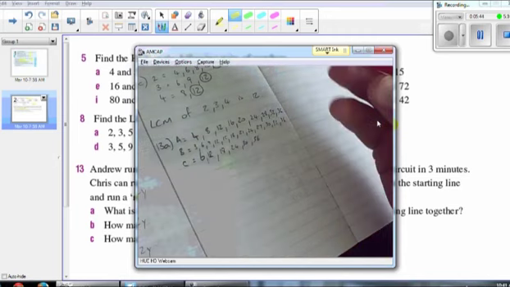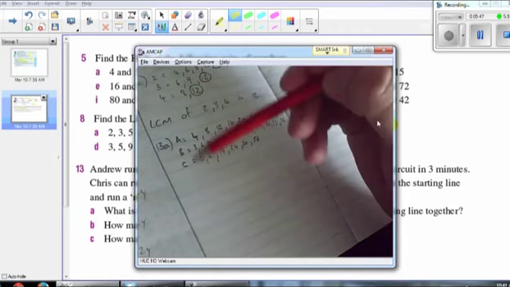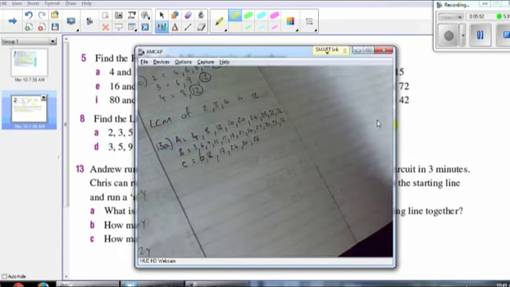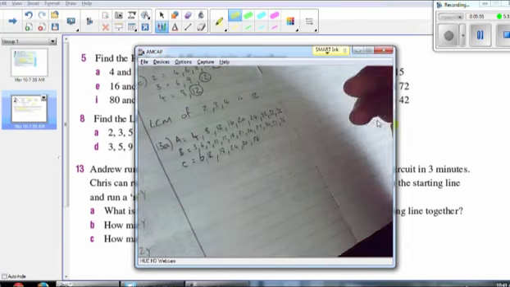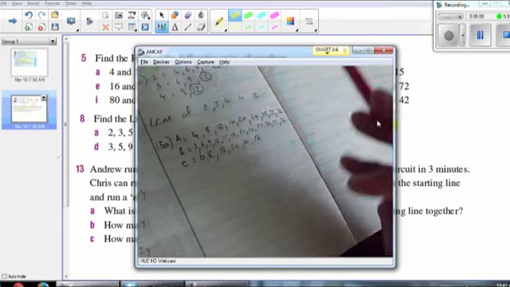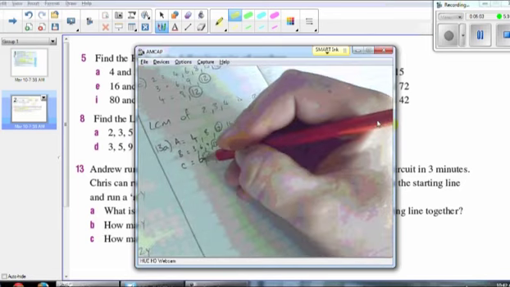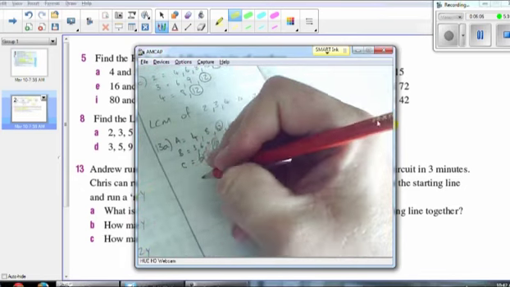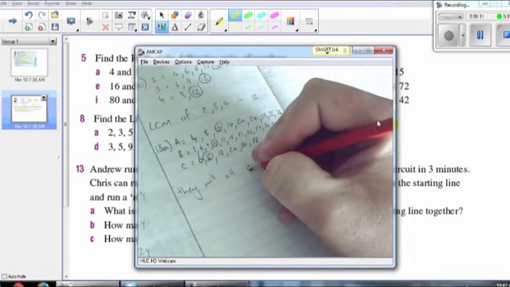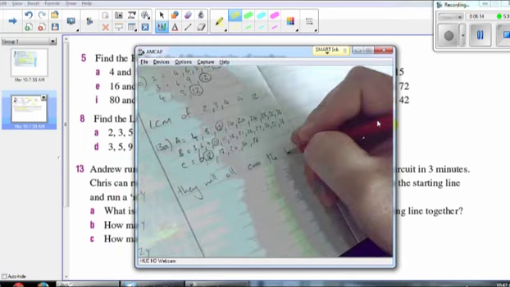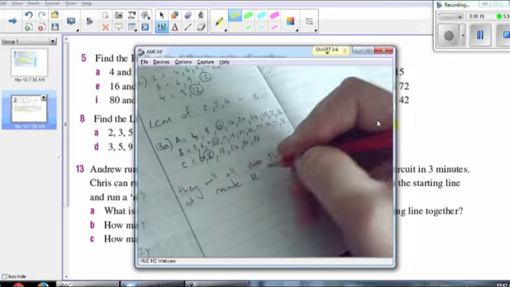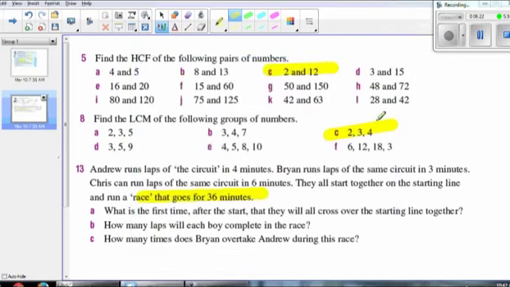For A, we're looking for the lowest common multiple, because we need to find out what time they all cross the line at the same time. So here we go. It's probably going to be 12. Right, 12. So the answer to A is they will all cross the line at minute 12.